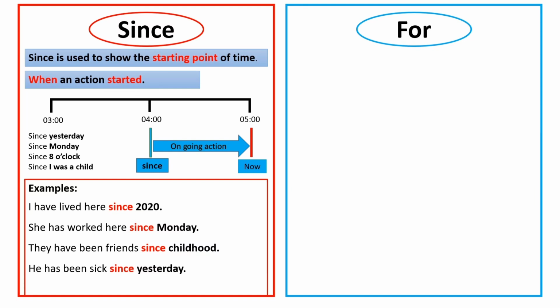They have been friends since childhood. It means when they became friends for the first time, that they are friends until now, it started when they were child. So this is the starting point of their friendship.